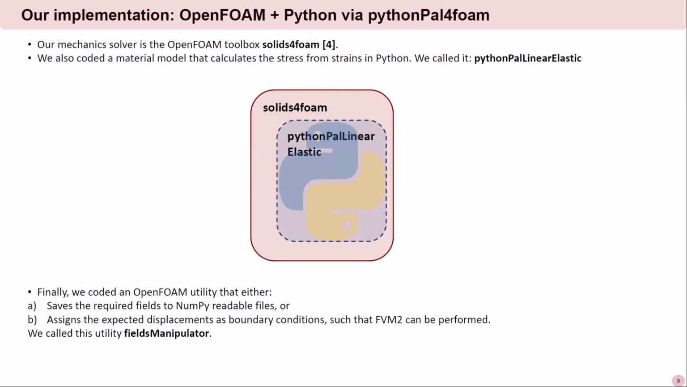We call it the PythonPal, or PythonPal for foam, or simply PythonPal. What we're doing here is literally calculating the stresses from the strains using Python. That is wrapped in a solids4foam material law. I'm going to give a little more detail later. And also we had to run an additional OpenFOAM utility, which we called the field manipulator. It only performs one out of two jobs: it either converts the required fields from OpenFOAM to Python, or assigns the expected displacements as the boundary conditions in the boundary condition files, so that we can run the second simulation.